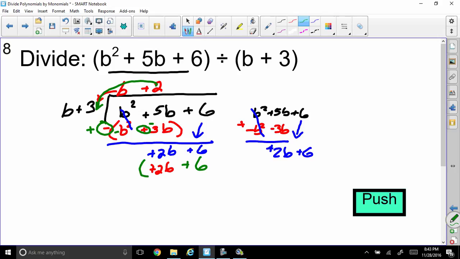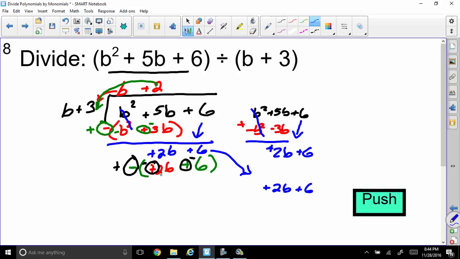And remember, I am supposed to be subtracting this. Let's recall our rules. There's no such thing as subtraction. It is addition of the opposite of the second number, or additive inverse. So this positive 2b becomes negative 2b. This positive 6 becomes negative 6. So I'll write that over here so we can see it a little bit clearer. So we have positive 2b plus 6.